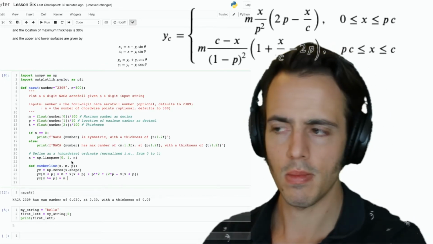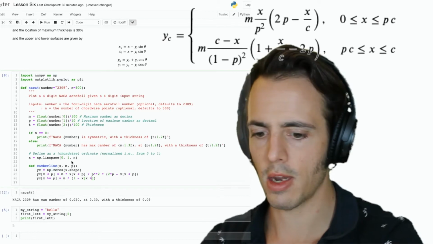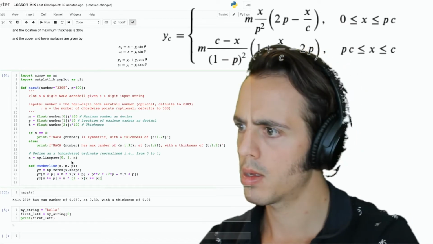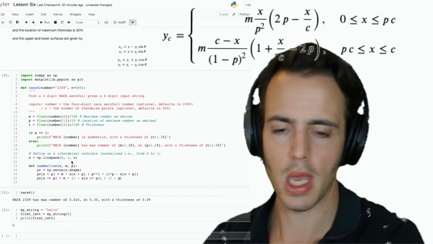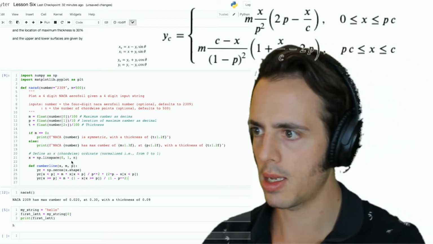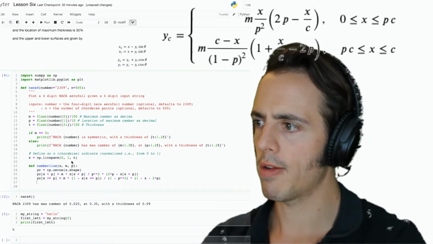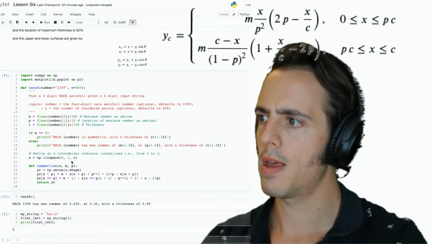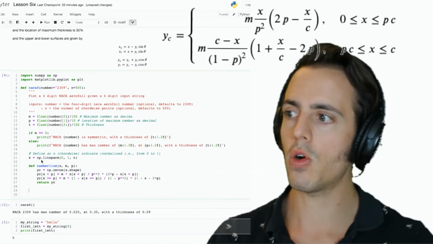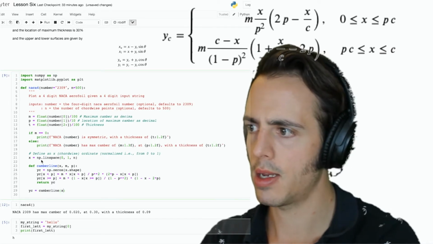So I now want m multiplied by 1 minus x, where x is greater than or equal to p, and then divided by 1 minus p squared. And then I've got the rest of this equation here, so it's going to be 1 plus x minus 2p. And now I've got this, I want to return yc. So when I've got this sub-function camber line within my greater function NACA 4, I can then use this to get my camber line. So I can say yc is equal to camber line x and p.